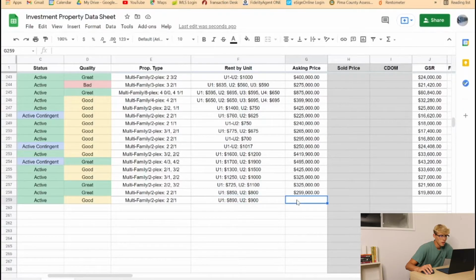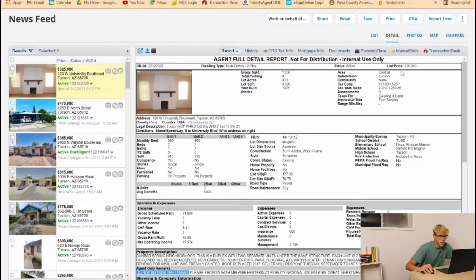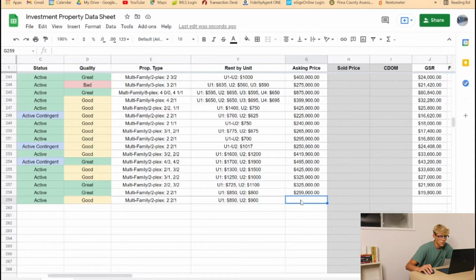Now, we come into the asking price, which is basically just the listing price, and they're listing at $325,000. Okay, so we're going to come back in and we're going to plug that in, $325,000.